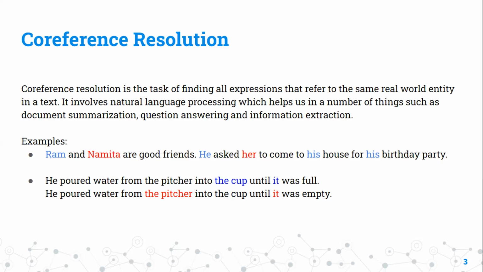Here, initially, we are just identifying the nouns and pronouns, and then we are mapping the pronouns to the respective nouns. This may seem a bit easy, but if we consider the next couple of sentences, you need to have a clear-cut understanding of the whole sentence. He poured water from the pitcher into the cup until it was full. He poured water from the pitcher into the cup until it was empty. So here, in order to map it to the particular noun, you need to have a clear-cut understanding of the whole sentence.